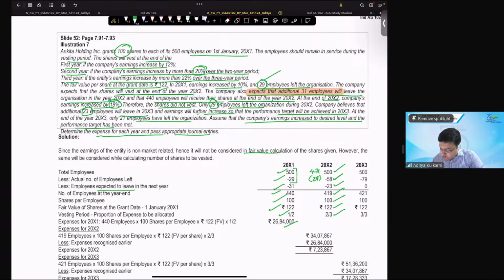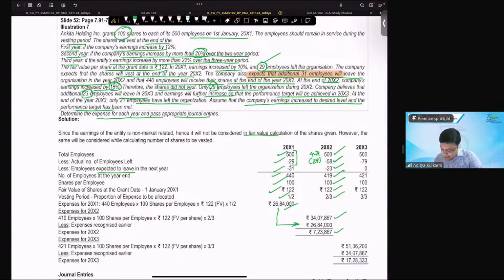So I multiply 419 into 100 into 122 into 2 by 3, which is 34,07,867. Out of this, 26,84,000 is what I have incurred in the first year. So 7,23,867 is the expense for the second year. Are we okay with this? Yes, sir. Perfect. And coming to the last category, expense for 20X3, 500 minus 79.